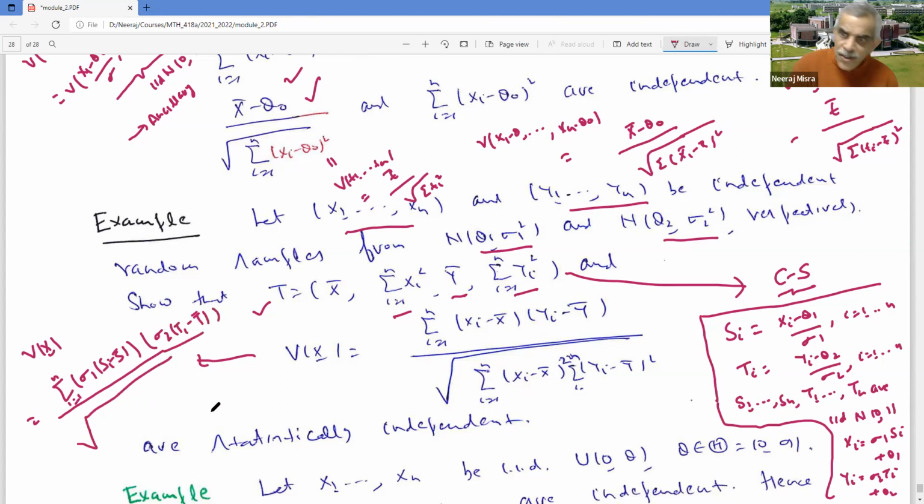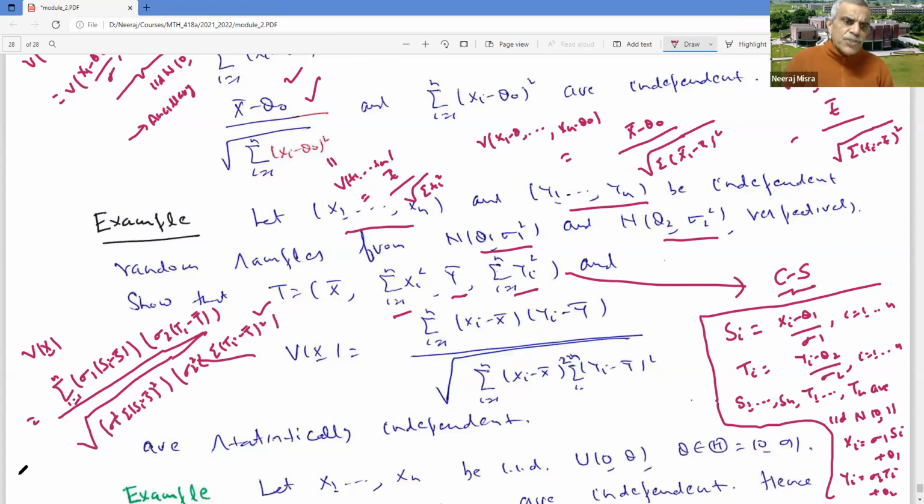Then square root of summation (Xi minus X bar) whole square. Summation Xi minus X bar, I have seen, is the same as sigma 1 (Si minus S bar). So that would become sigma 1 square summation (Si minus S bar) square. And similarly, summation Yi minus Y bar would become the square of this, because that is what summation (Yi minus Y bar) square is. So this would be sigma 2 square summation (Ti minus T bar) square.